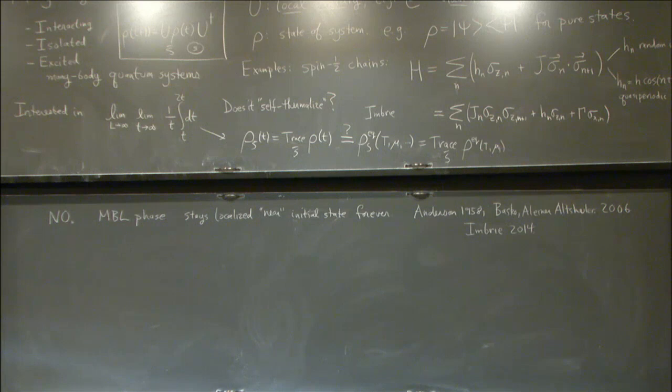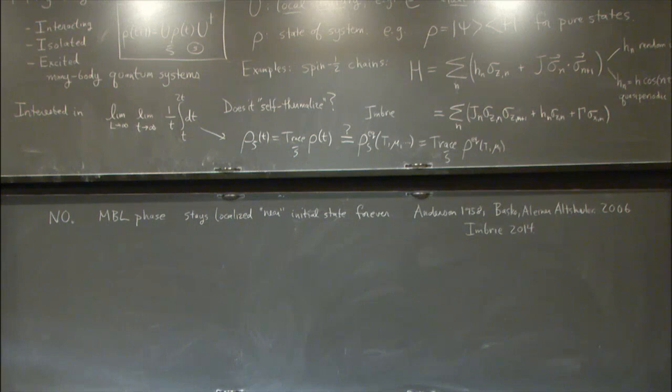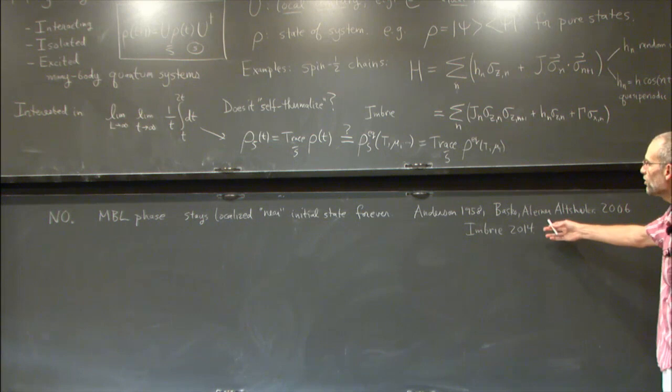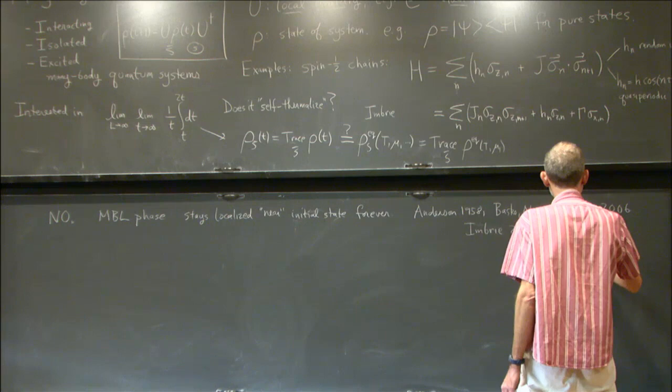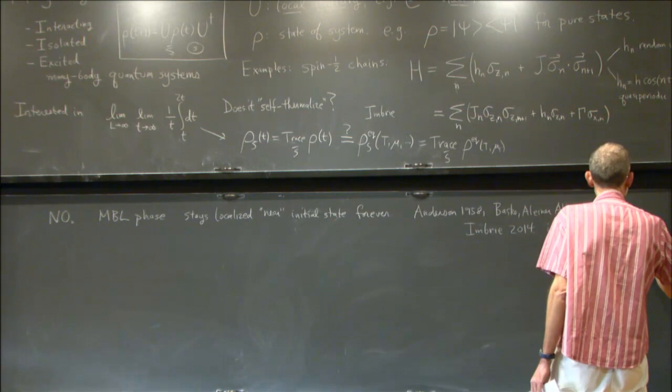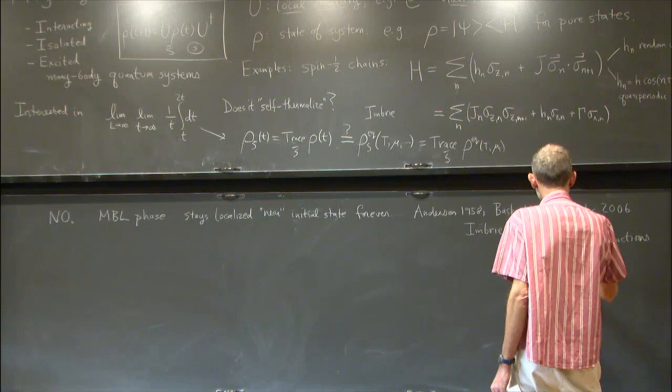So his proof is only a problem if there is some massive conspiracy which causes the exact eigenstates of the Hamiltonian to accumulate very strongly near each other, right? And there's absolutely no evidence or any ideas of how that might ever happen. So it's essentially a proof. But in 1D, for short-range interactions, with strong disorder. Yeah, and strong enough disorder. Right, yeah, with disorder. Sorry. With strong randomness. Thank you.